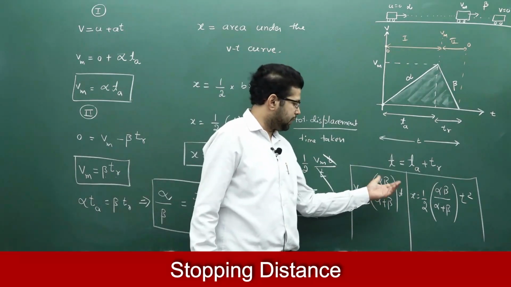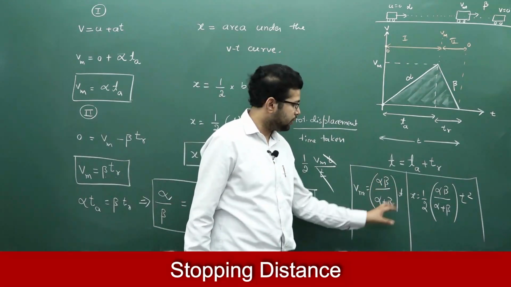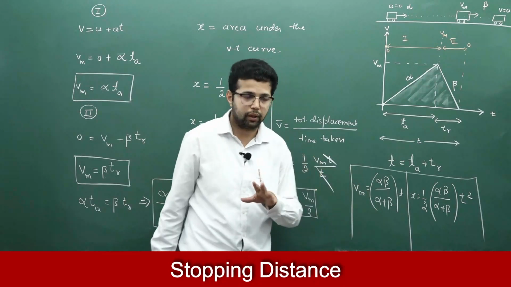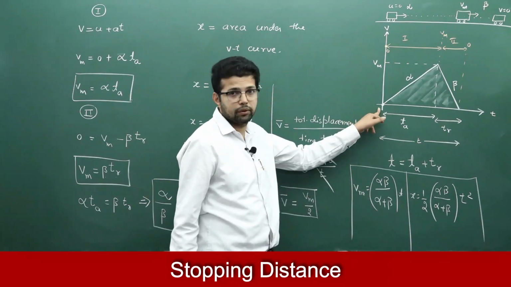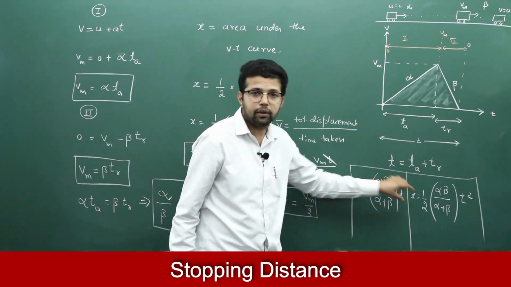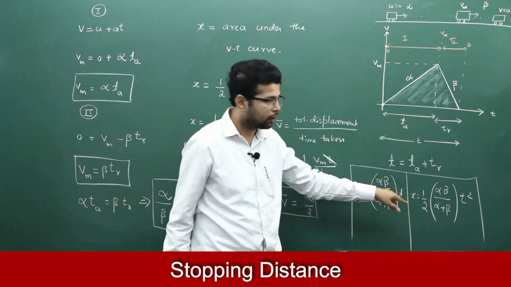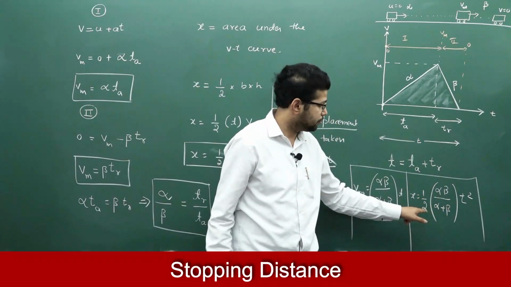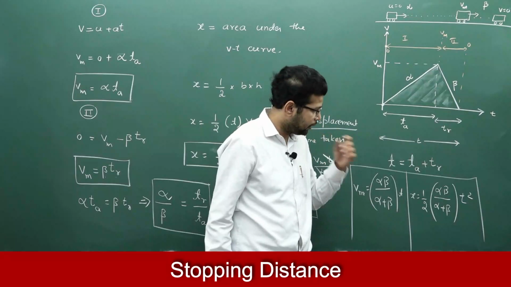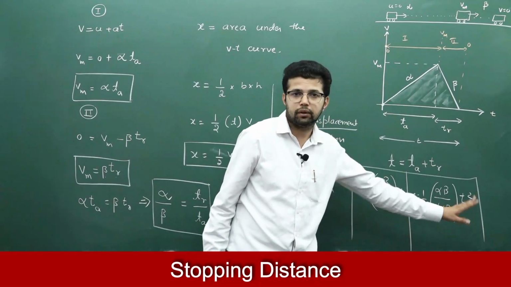See, what is this alpha beta divided by alpha plus beta term? This is effective acceleration. So, what we have done here is we have used V is equal to u plus at equation. U is 0, no? U is 0. So, V is equal to a into t, effective acceleration into t. This comes from x is equal to u t plus half a t square equation. U is 0. So, u t term goes, half into effective acceleration into t square.